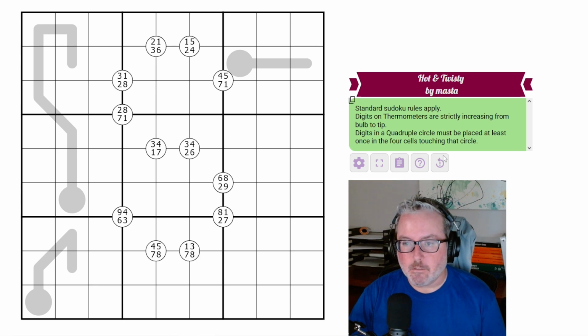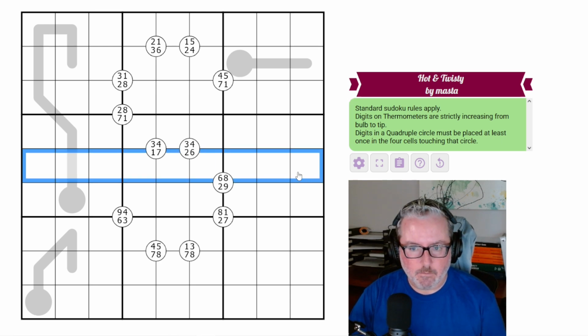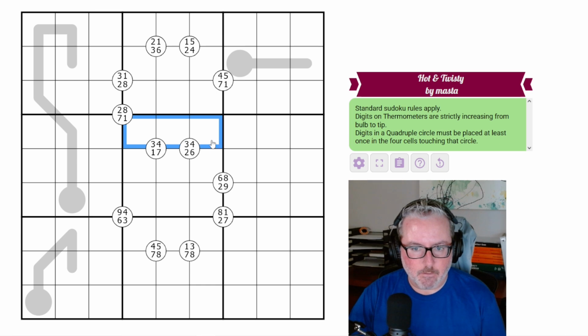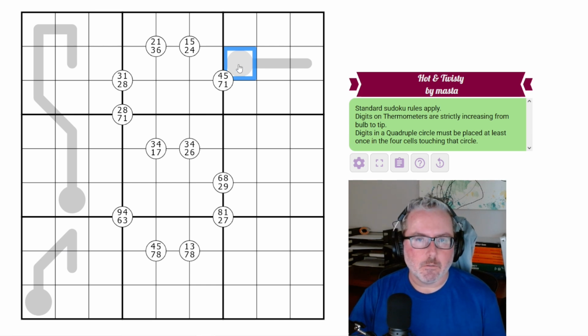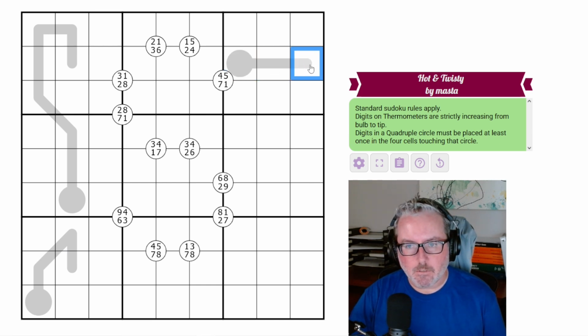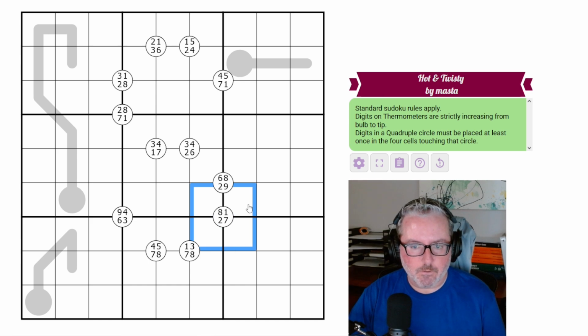And what are our rules? So we got normal Sudoku rules apply. So every row, every column, and every 3x3 box contains the digits 1 through 9 once each. Now we've also got digits on thermometers are strictly increasing from bulb to tip. So if you look at any of these thermos, this is the bulb, so this is the lowest digit, and then it must increase up to the tip, which is going to be the highest digit on the thermo. And then we have digits in a quadruple circle must be placed at least once in the 4 cells touching a circle. So let's say on this one right here, the 8127, there must be an 8, 1, 2, and 7 in these 4 cells.